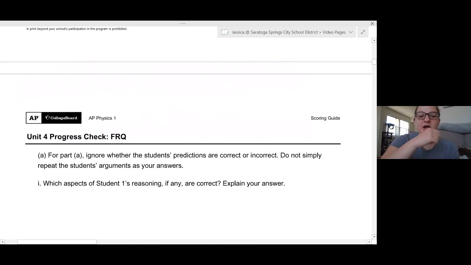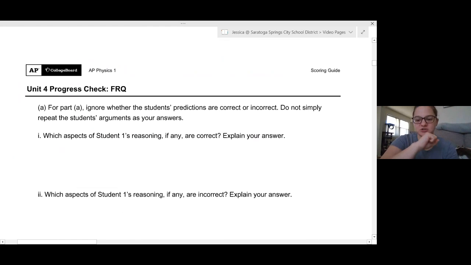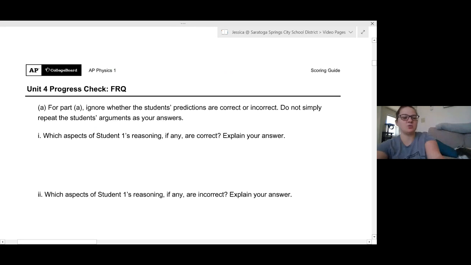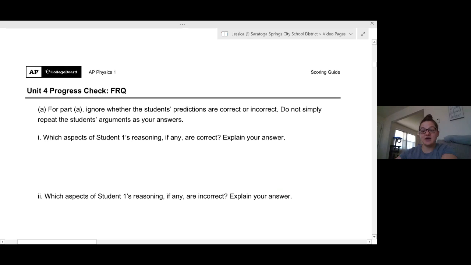Part A. For Part A, ignore whether the student's predictions are correct or incorrect. Do not simply repeat the student's arguments in your answer. So in A1, we're asked to figure out which aspects of student 1's reasoning are correct, if any.